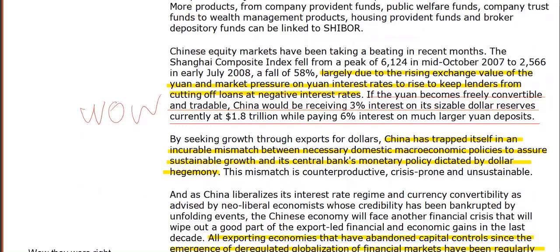If the yuan becomes freely convertible and tradable, China will be receiving 3% interest on its sizable dollar reserves, currently at $1.8 trillion, while paying 6% interest on a much larger yuan deposit. In other words, they would be losing money, because they'll be getting half their money on the dollar reserves, which is why they're trying to keep the interest rates down.